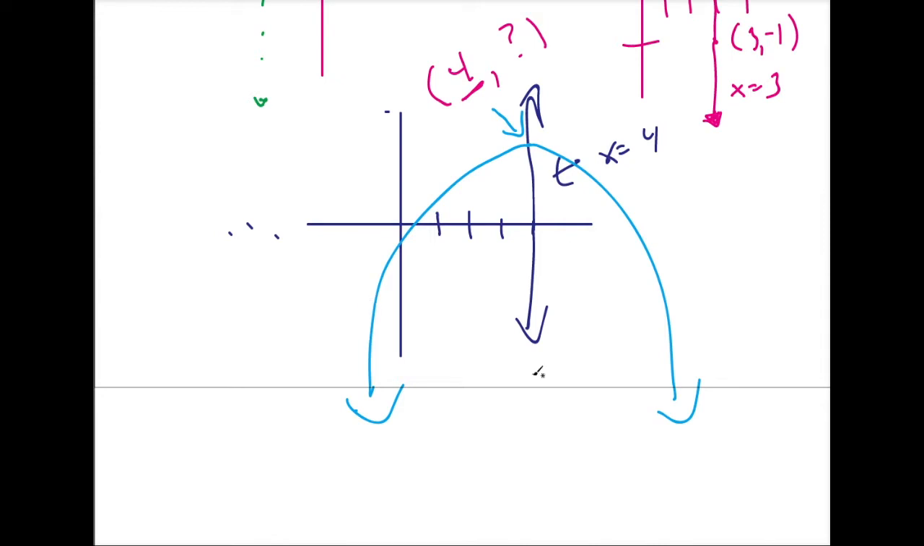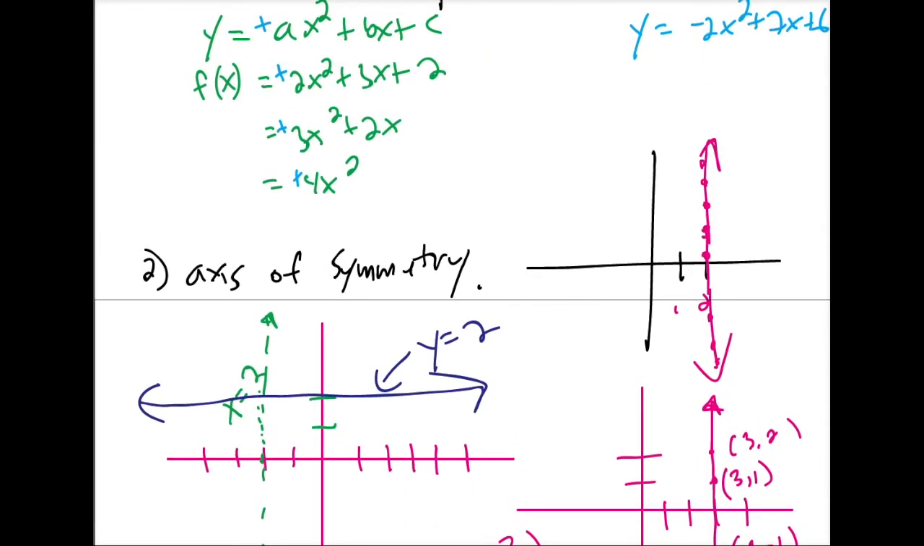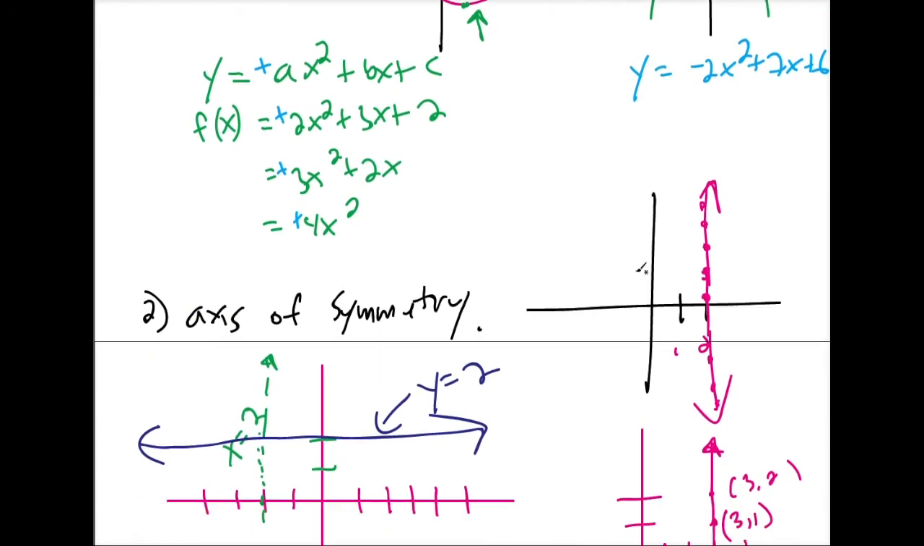Okay. All right. So back to axis of symmetry. Axis of symmetry is just like this line right through the middle of your parabola, and so it's going to be like x equals something. All right. Next one.